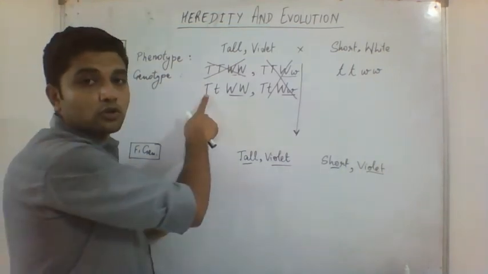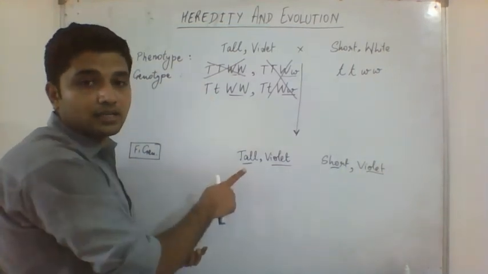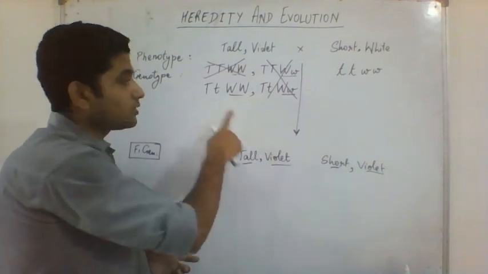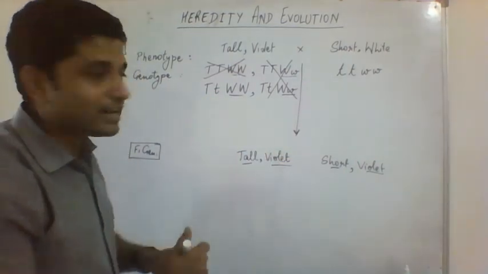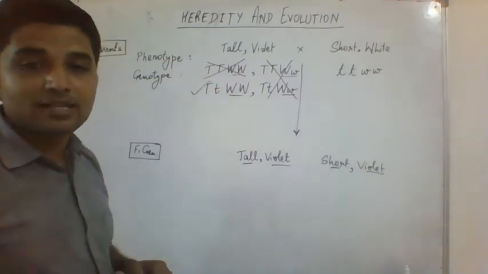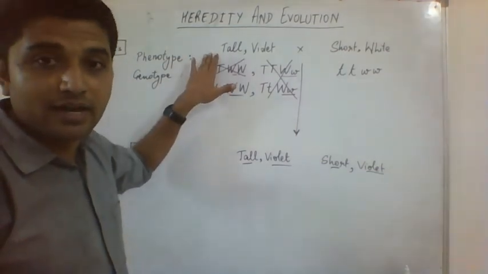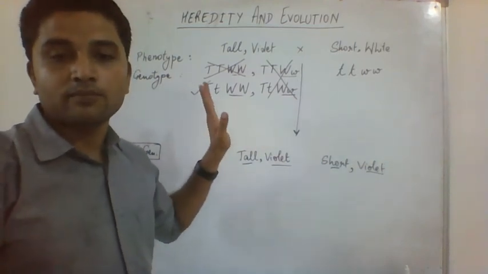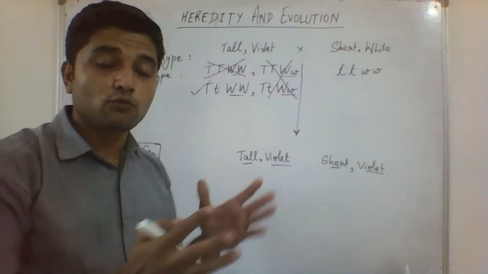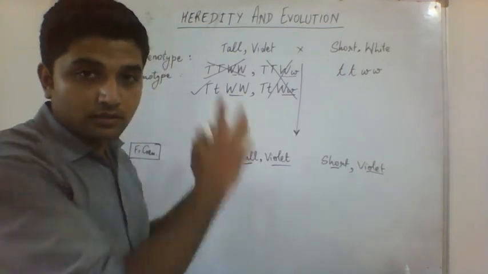Half of them are tall because they inherited the capital T. Half of them are short because they inherited the small t, that's why they are short. So we are left with only one genotype. That means our dominant parent had the genotype capital T, small t, capital W, capital W. So this is the answer for your question, and this is how we solve questions like these.